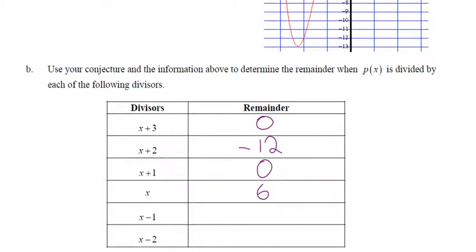If we divide by x minus 1, what's the remainder? 0. Okay. I'm trusting you now because I can't see it anymore. If we divide it by x minus 2, what's the remainder? 0.